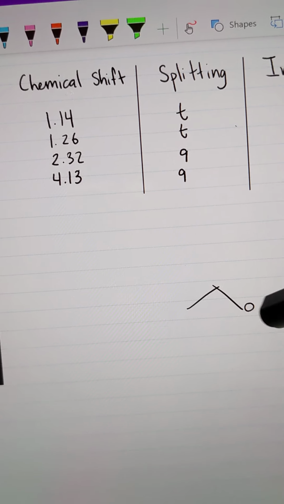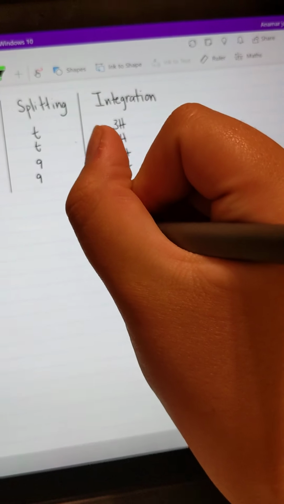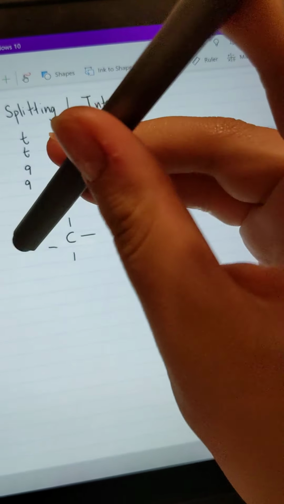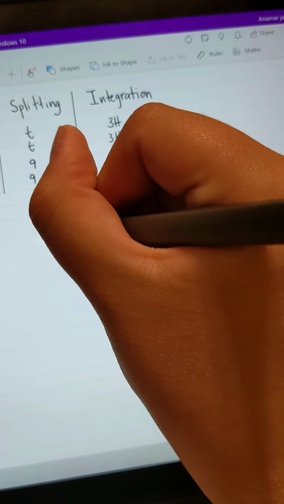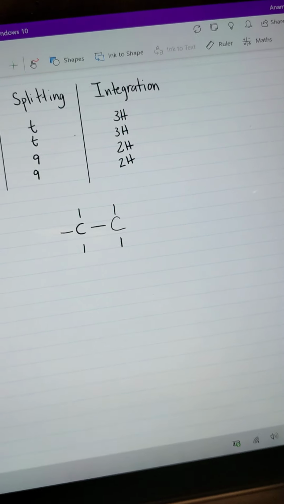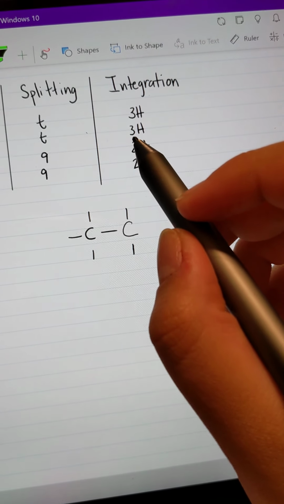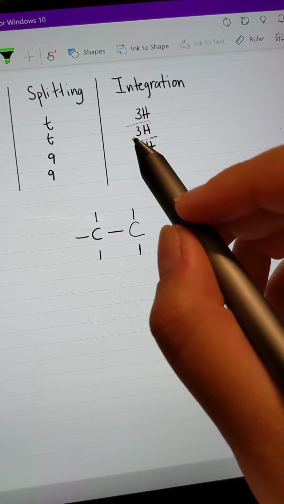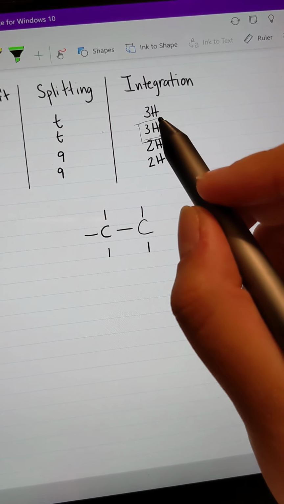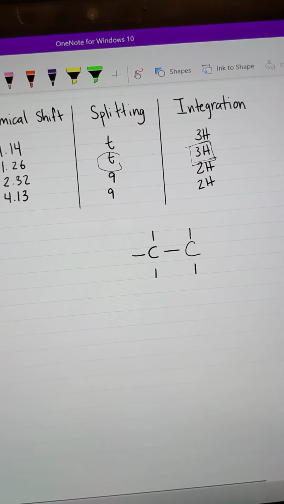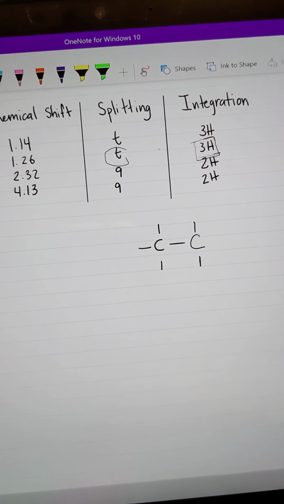Maybe. Actually, I'll just start from here. So, carbon is 3 hydrogens, and then next to it is another carbon, and that carbon has 2 hydrogens. Then there's another signal of 3 hydrogens, also next to a triplet. With a splitting of a triplet, that means next to also 2 hydrogens.